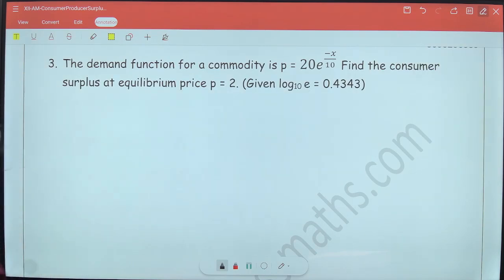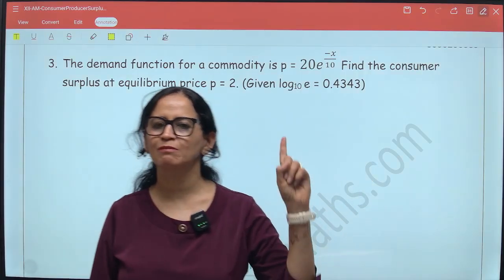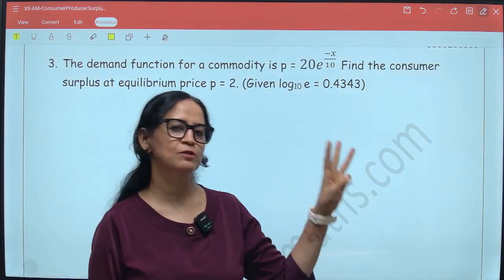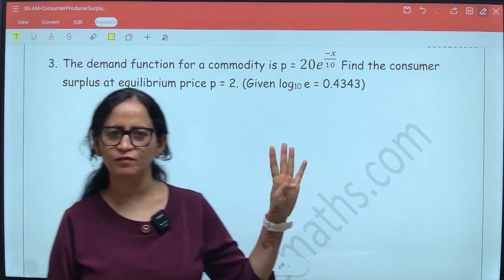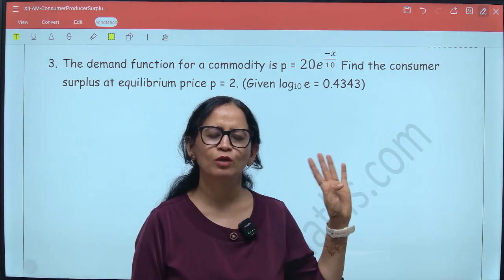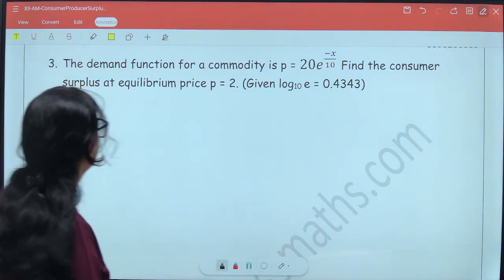Okay, so let's move to the next question. The demand function for a commodity is given to you by an exponential function this time. Find the consumer surplus at the equilibrium price. Now these demand and supply functions can be linear, quadratic, exponential, or rational. So you should understand how to integrate any of these functions. That's why watch the video on indefinite integrals on integrating any of these functions.